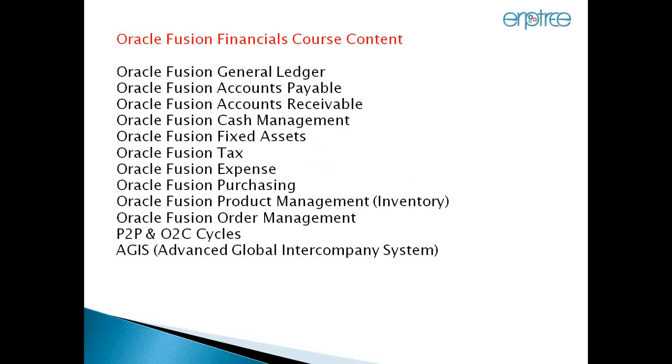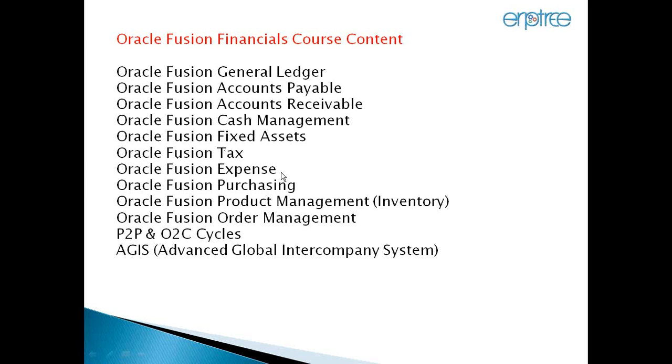When you talk about the course curriculum, this is what we are going to cover: Oracle Fusion General Ledger, Accounts Payables, Receivables, Cash Management, Fixed Assets. Primarily we'll be working in more detail on these 5 applications. Fusion Tax is nothing but, in the case of EBS, e-Business Tax; here we call it Fusion Tax. I'll take you through the basic configuration and create one transaction, and we'll see whether the system is calculating the tax or not.